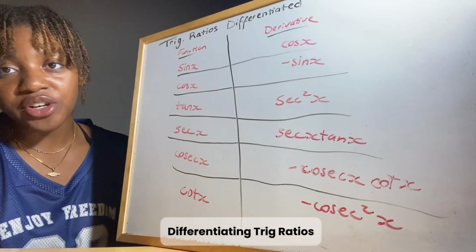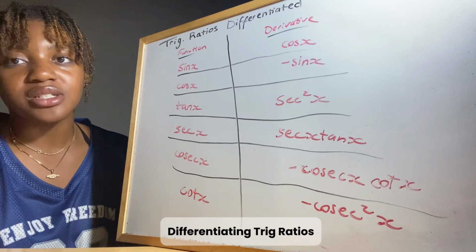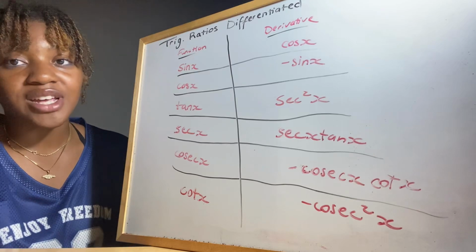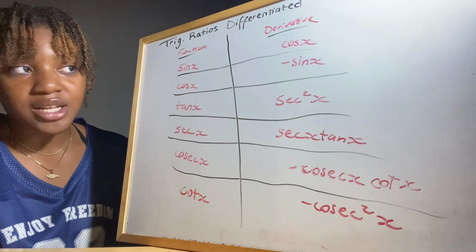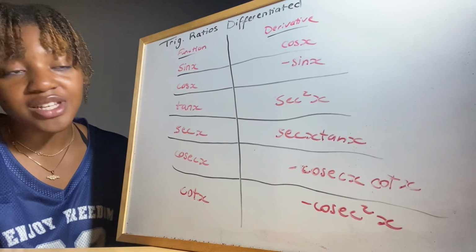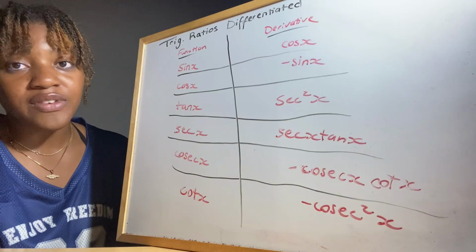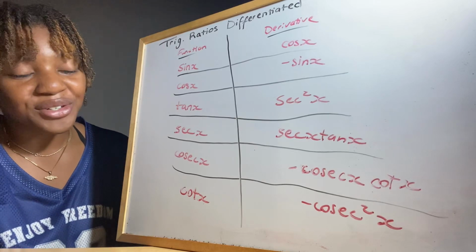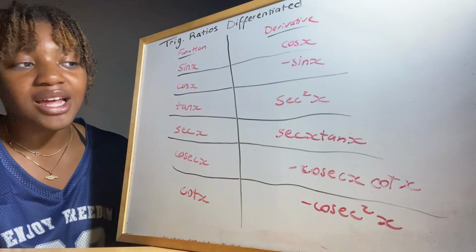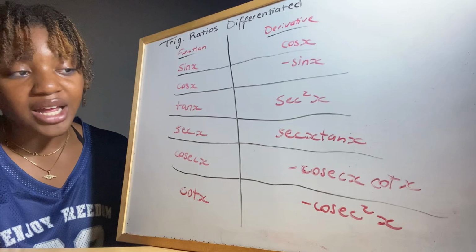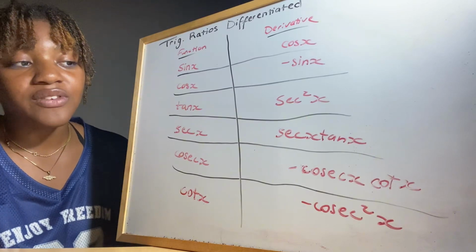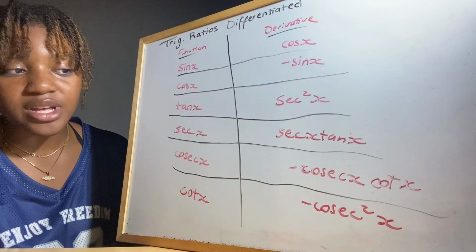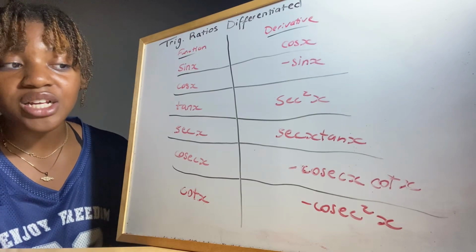So these are trig ratios that are being differentiated. The derivative of sine x is cos x. Cos x derivative is negative sine x. Tan x derivative is sec squared x. Sec x derivative is sec x tan x. Cosec x derivative is negative cosec x cot x, and cot x derivative is negative cosec squared x.